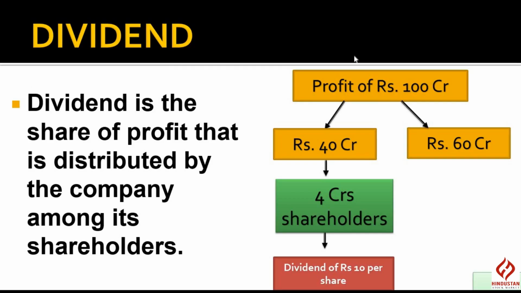So let's say a company made a profit of 100 crores in a year, and they decided to share 40 crores with its shareholders. The remaining 60 crores they'll retain with them, and there are a total of 4 crores shares in that company. And so for every share, the shareholder will get a dividend of rupees 10, right?